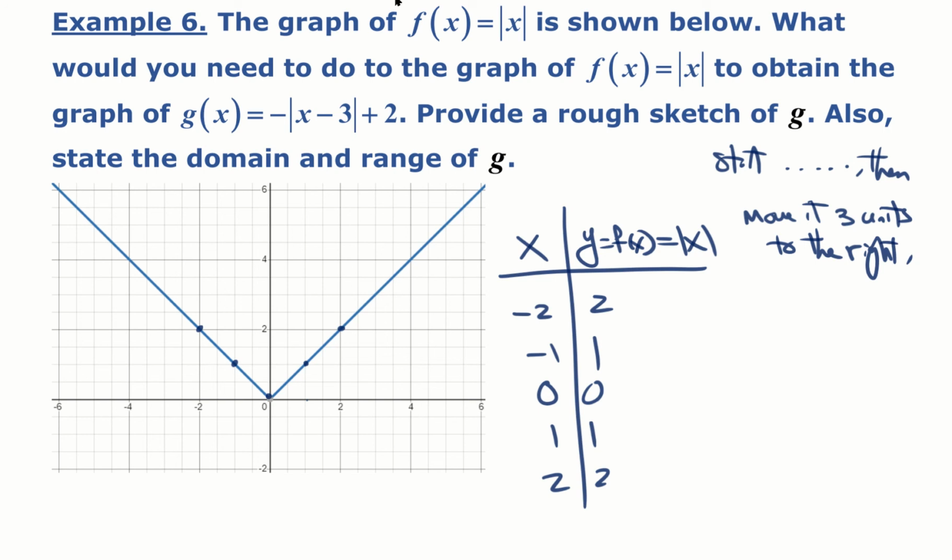Notice that there's a negative here. So that means a reflection, if you recall. So we're going to reflect it vertically. And also there's a plus 2 at the end, so we're going to go ahead and move what we have at this point up 2 units.